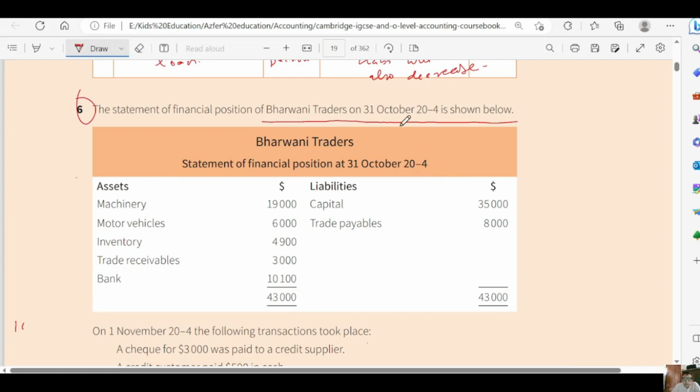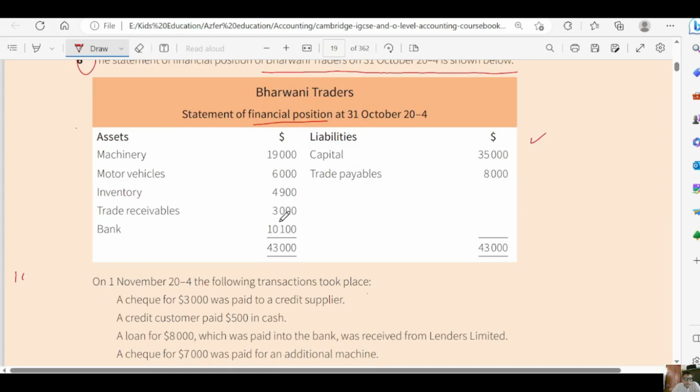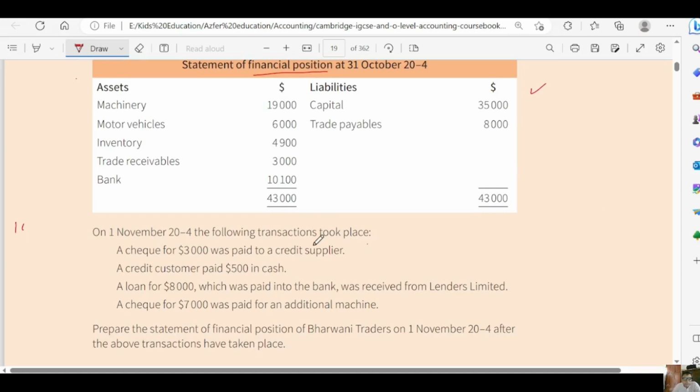October, Bharwani trader has the following financial position, statement of financial position. They have machinery of 19,000, 6,000 motor vehicle, 49 inventory, trade receivable 3,000, bank 10,000, total 4,300, and capital is 3,500, and trade payable is 8,000. Now after following transactions, what will be the financial position statement on November 1?